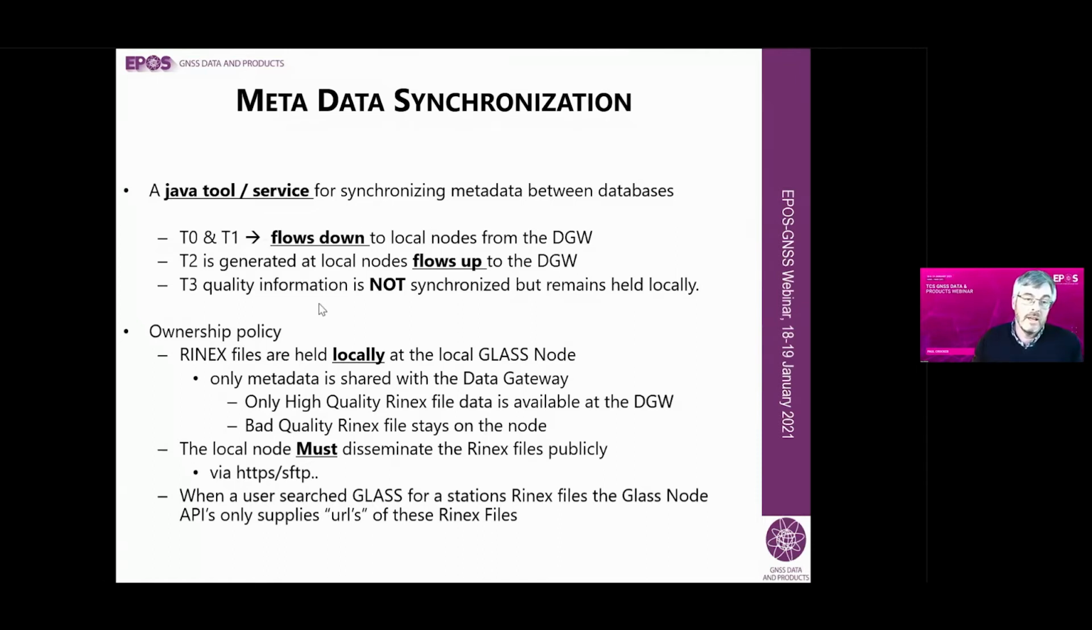The quality data about a RINEX file is not synchronized. This, as I stressed before, remains held locally. The local nodes must disseminate the RINEX files publicly. Obviously, we can have embargo dates, so that's also contemplated within the software and within the database. But in general, the local nodes must disseminate the RINEX files publicly via some sort of web server, file server.